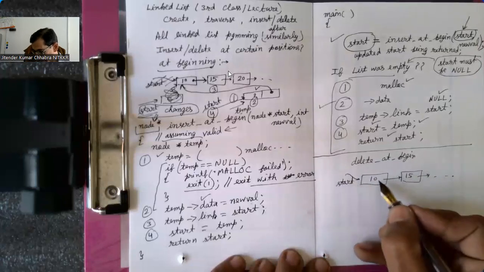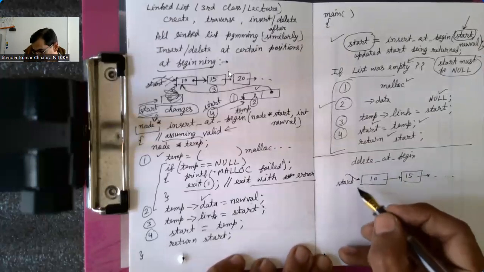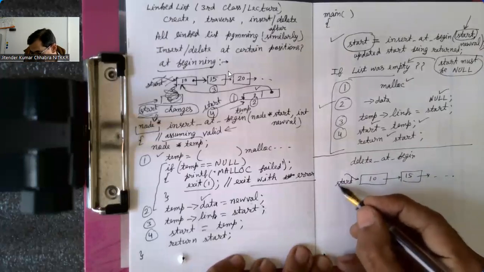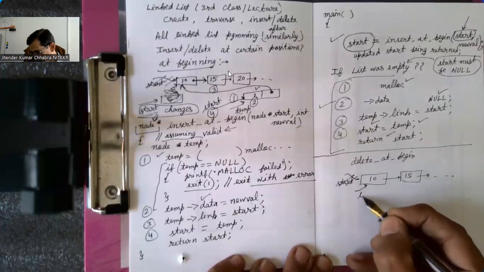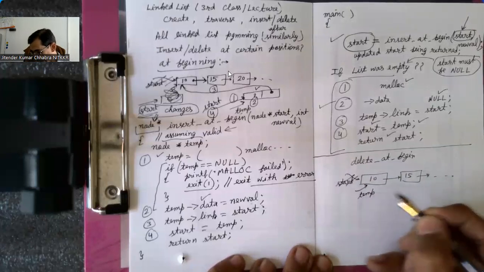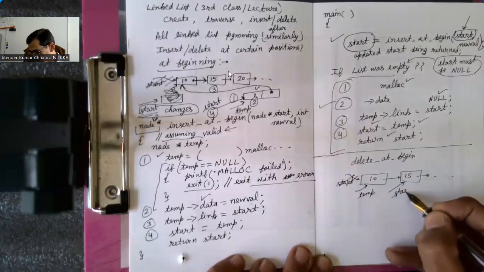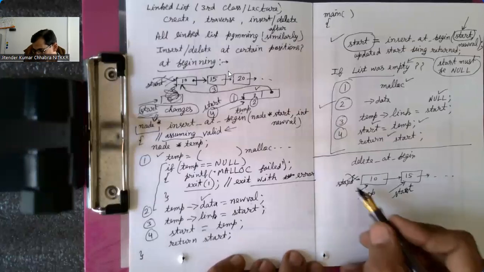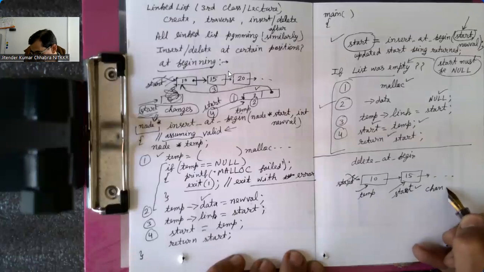Delete at begin means the 10 should be deleted. Effectively, that means I have nothing big to be done. This node should be freed. So I should have a temp variable to come here, and my start should go from this position onwards. That's it. Nothing else to be done. So start will also change. Hence, the changed start must be returned.